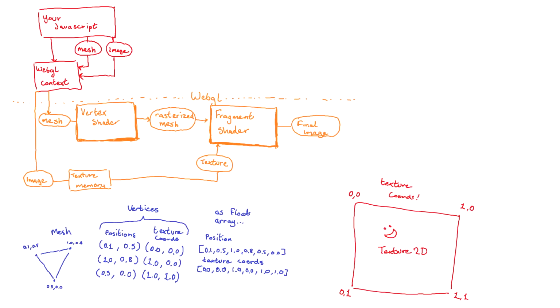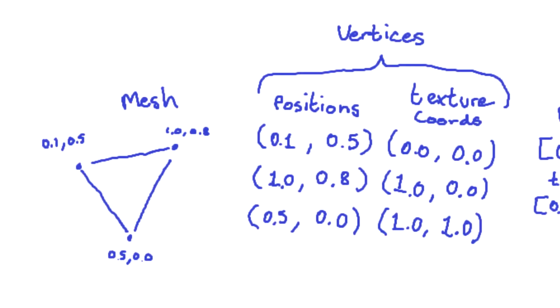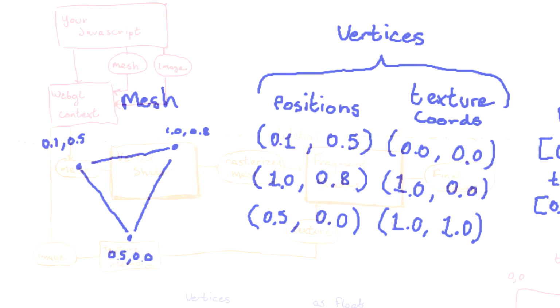Behold my diagram. WebGL is just OpenGL for the browser. There's a few terms you're going to hear. One of them is vertices. A vertex is a point that has an X and a Y coordinate, and if you're working with 3D, it'll also have a Z coordinate. So that's just coordinates in space. Also, for our purposes, we'll be using texture coordinates as well as positional coordinates. Texture coordinates will tell us what part of an image to sample.